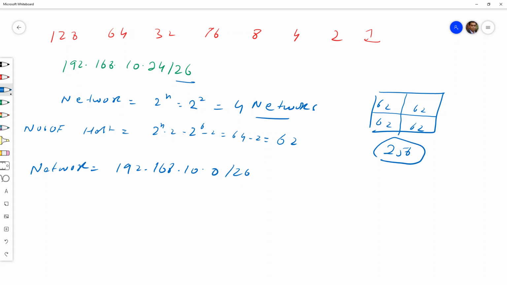Is that clear? 256 is your maximum number, 2 raised to power 8, right? 256 is the maximum number you have. When you divide it into the number of portions, it will give you 64. 64 plus 64, 128, plus 64 is 192, plus 64 will be 256. So the block will be 64.